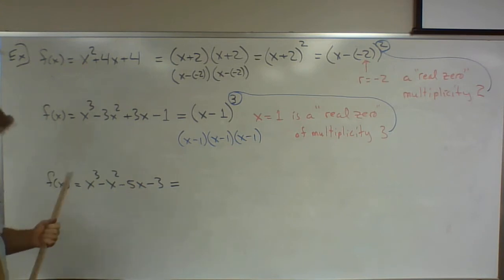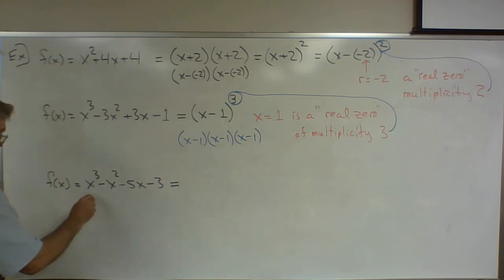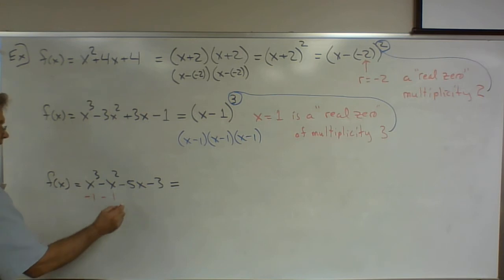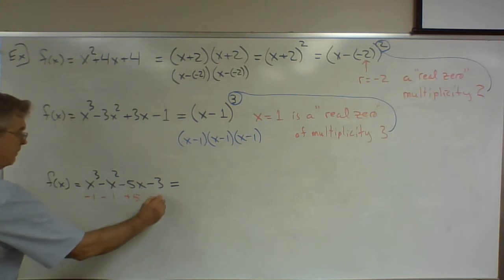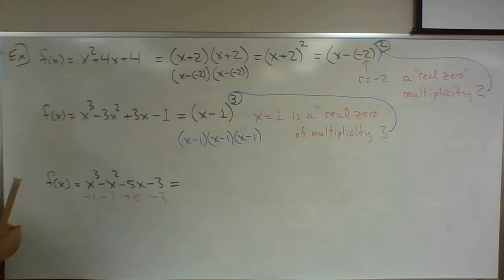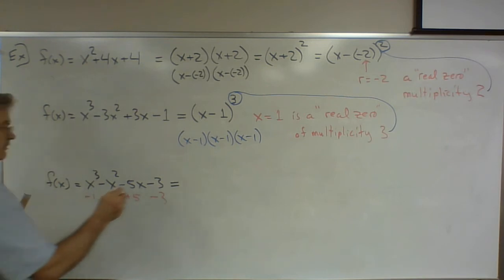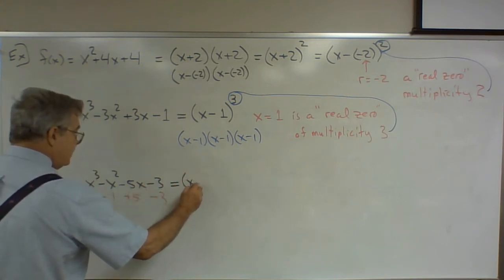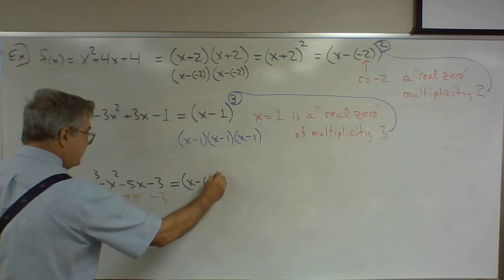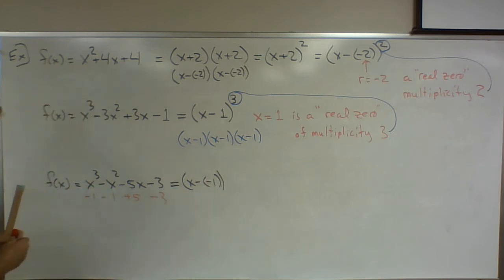So let's see, let me write this down. I'm going to get negative 1 minus 1. And I have negative 5 times negative 1, which is plus 5. And then I have minus 3. That adds up to 0, doesn't it? So when I plug in negative 1, I get 0. So that means that x minus a negative 1 is a factor.